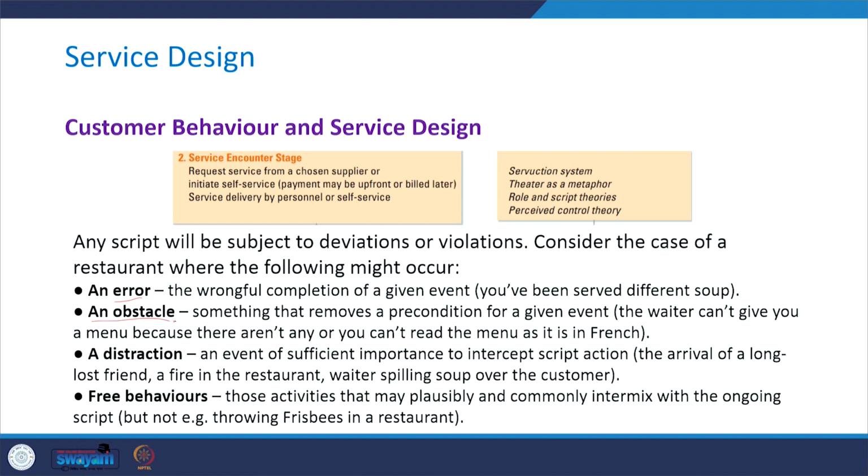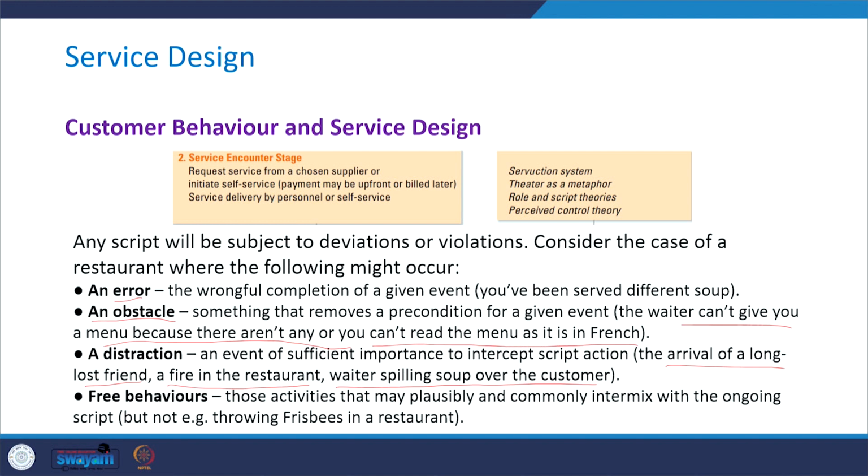Then there can be some obstacles. Obstacles are something that removes a precondition for a given event. For example, the waiter can't give you a menu because there aren't any, or you can't read the menu as it is in French. So that's an obstacle. Then the deviation can be in the form of distraction. Distraction is an event of sufficient importance to intercept script action. For example, the arrival of a long lost friend, a fire in the restaurant, or a waiter spilling soup over the customer. So these are nothing but the distractions that might hamper your experience while consuming those services.